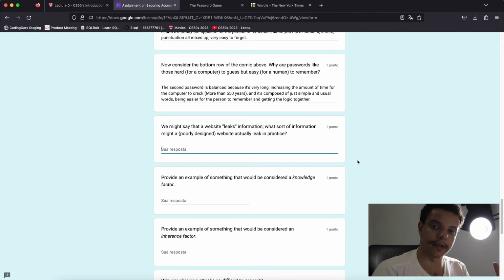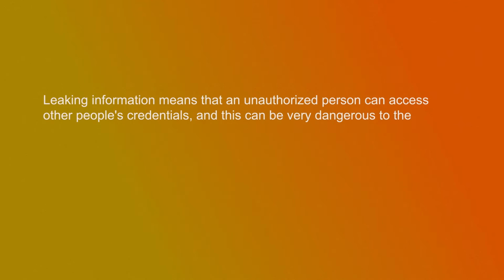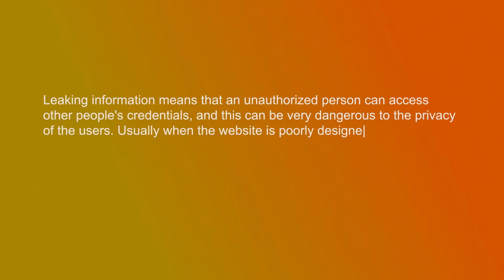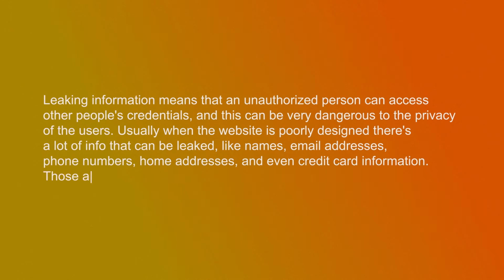So in this case, we can think about how this should happen. And we can say that leaking information actually means that an unauthorized person can access other people's credentials, right? And this can be very dangerous to the privacy of the users. Usually when the website is poorly designed, there's a lot of info that can be leaked, like names, email addresses, phone numbers, home addresses, and in a very harmful situation, even credit card information. Those are data that in the wrong hands can be very harmful.